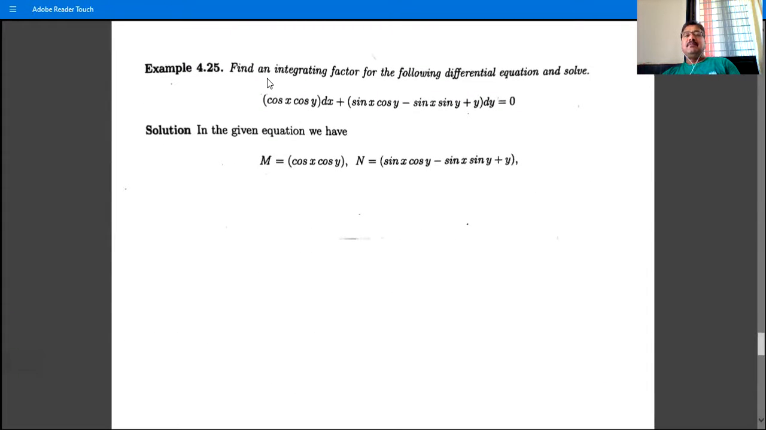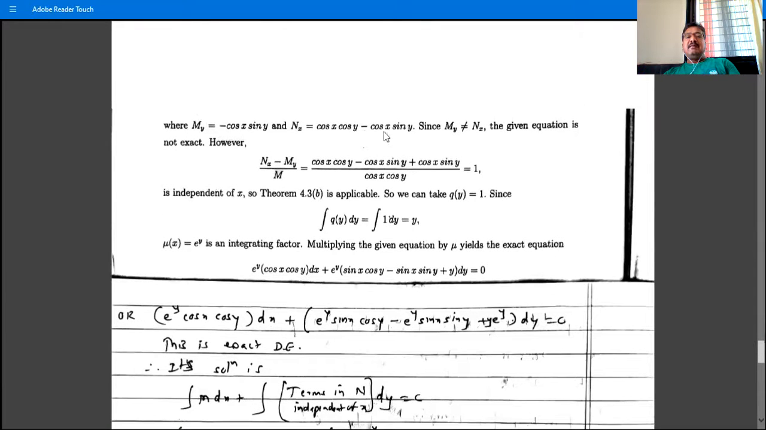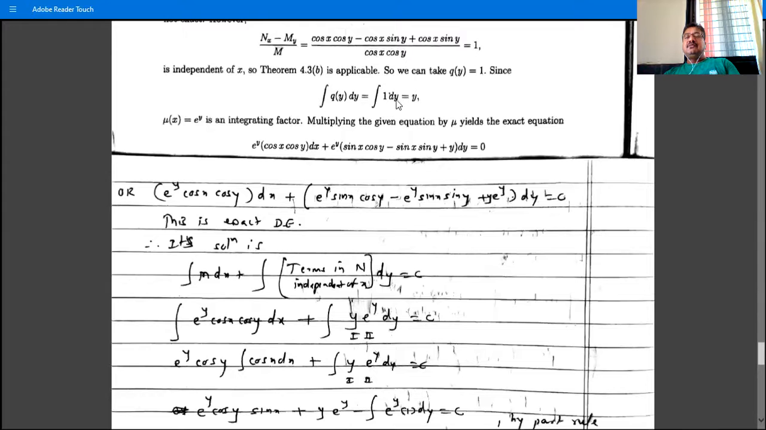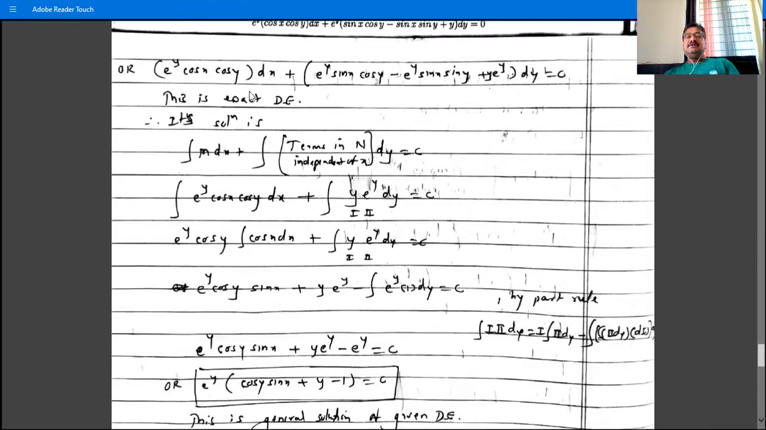Again, the same type of problem: find the integrating factor and solve the differential equation. So M is this, N is this. Find dou M by dou y and dou N by dou x; both are not the same. Then this ratio is 1, which is independent of x, denoted by Q(y). So the integration of Q(y), that is 1 dy, is y. So e raised to y is the integrating factor. Multiplying by the integrating factor, we have this, which is the exact differential equation.